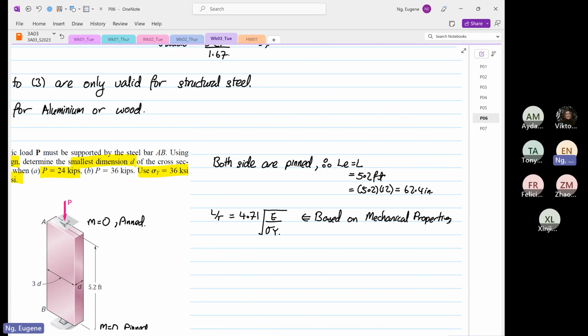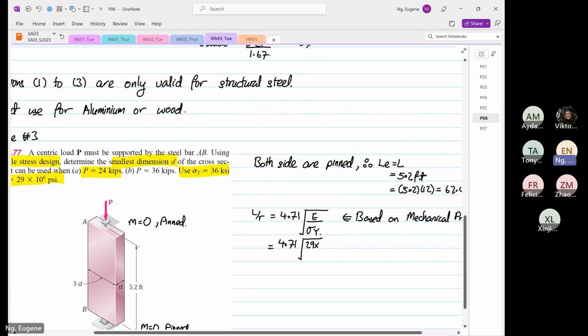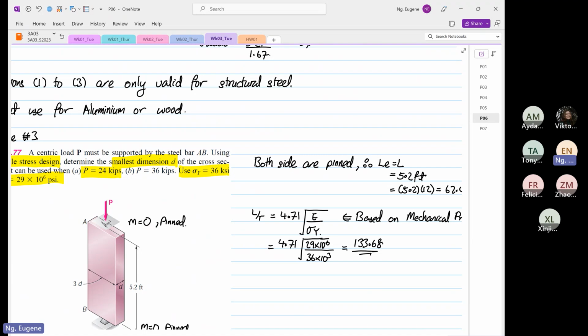Again, this 4.71 is determined experimentally. They did a lot of experiments and put a coefficient there. So this will be equal to 4.71 times the square root of the Young's modulus, 29 times 10 to the power 6, divided by the yield stress, 36 times 10 to the power 3. The square root of the whole thing is 28, and 28 times 4.71 is equal to 133.68. Now we know the value.